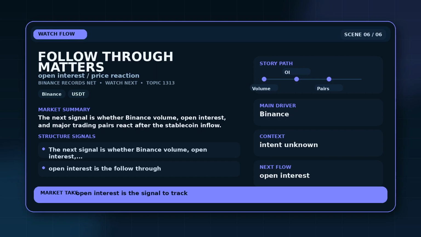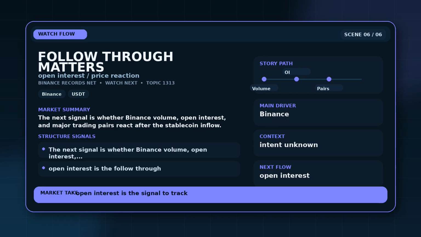The clean checkpoint is whether Binance volume, open interest, and major trading pairs react after the stablecoin inflow. For Binance Records Net, that is the point where the story either gains confirmation or stays stuck as an unresolved market, policy, security, or adoption question.